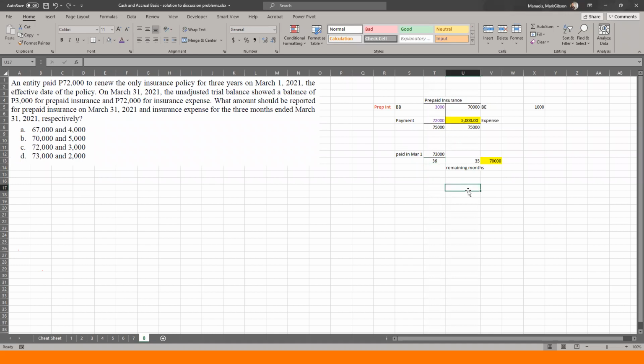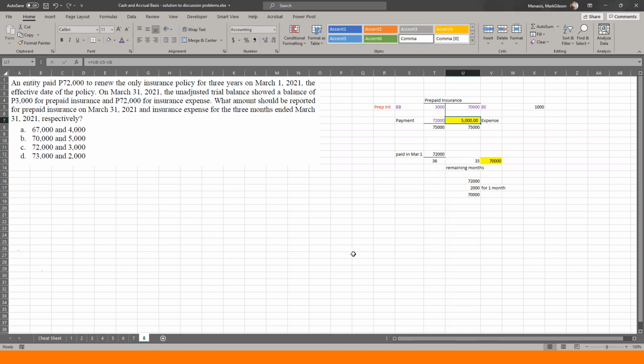Another way to do that is to take the monthly amount, that's 2,000. So you have a balance of 72,000 less 2,000 for 1 month. You'll get the same answer. So that's 70,000. Now 70,000, this is your ending balance. Now that we have established the beginning and ending balances, we can squeeze in the expense. So that's 75,000 less 70,000. We have expense of 5,000.